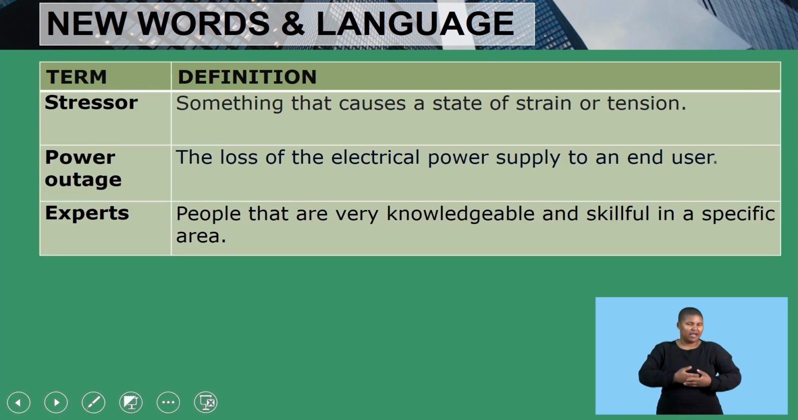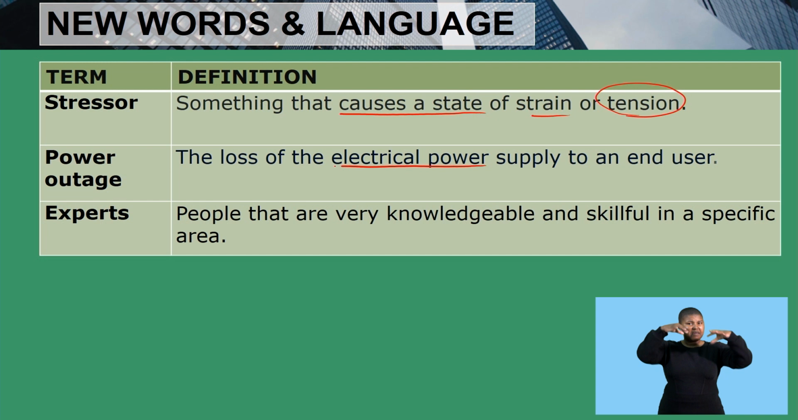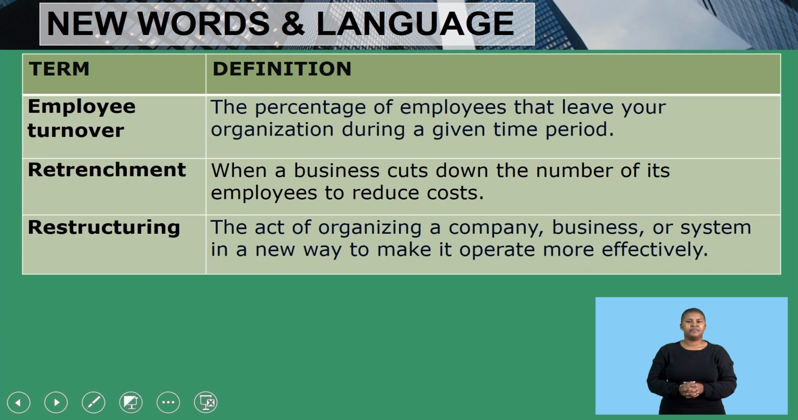We also have the term stressor, which means it is something that causes a state of strain or tension. We have a power outage. Now you might be familiar with this one. It is the loss of the electrical power supply to an end user. So an end user in this case would be you who is receiving the electricity. We also have what we call experts. Now these are the people that are very knowledgeable as well as skillful in a specific area.